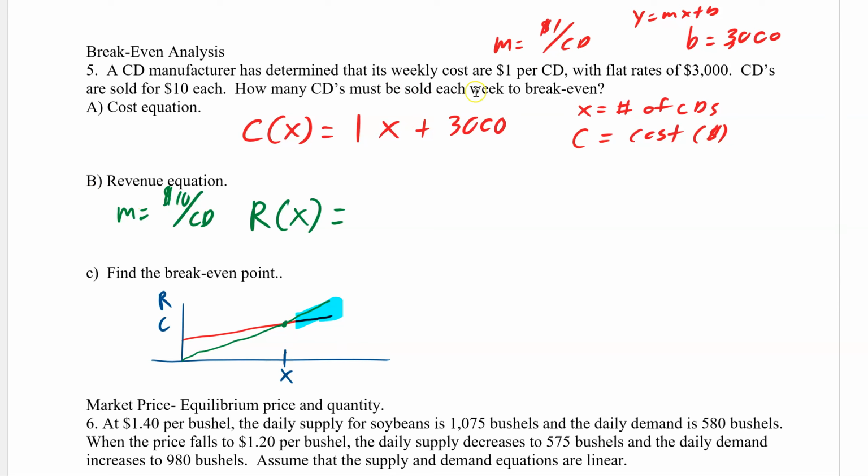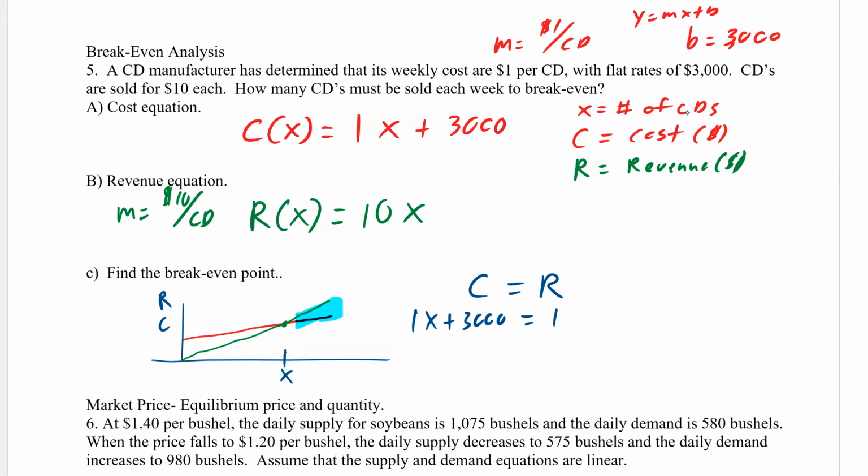So they're making a profit of $9 just off the CDs, but we got this initial cost that we have to deal with as well. So all this will go together. So we get 10x, and now we can say R is our revenue, and it's also in dollars. So to break even, that would mean that your cost is equal to your revenue. That's all we look at. So we take our cost function, we set it equal to our revenue function, and we solve for x.